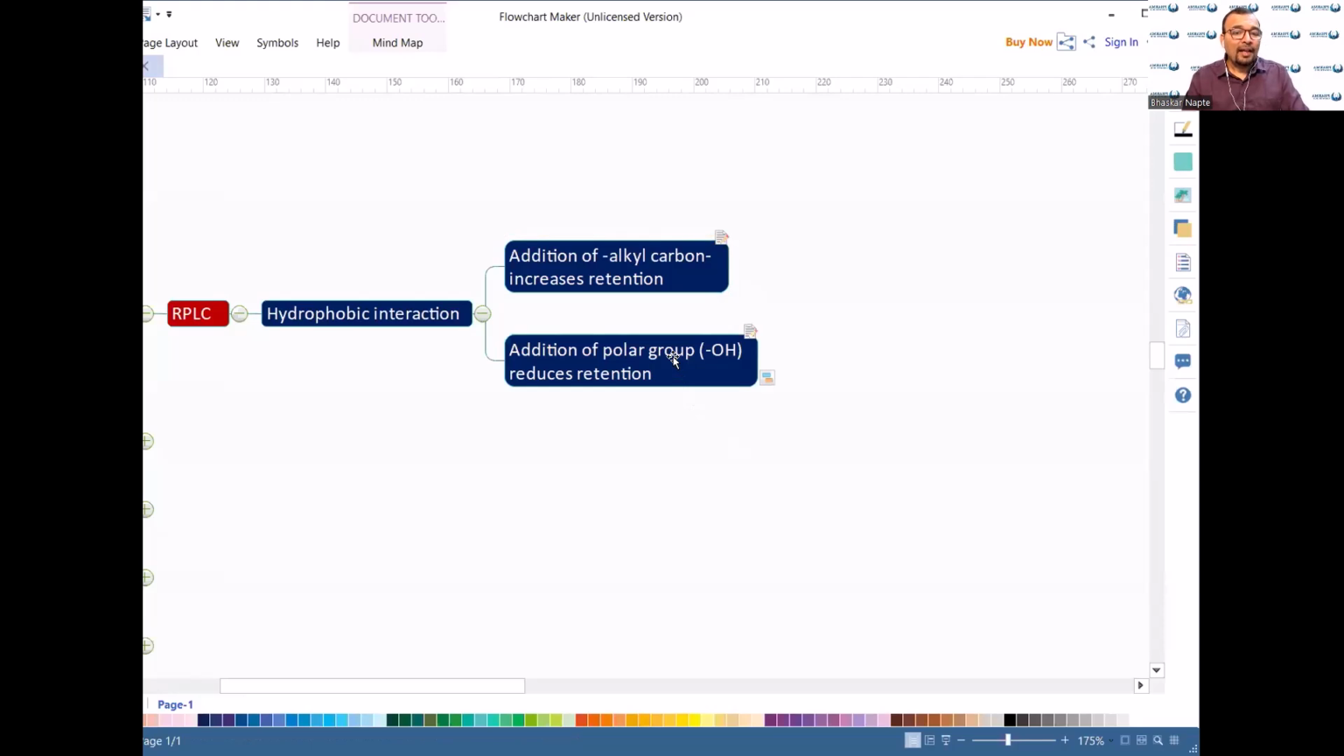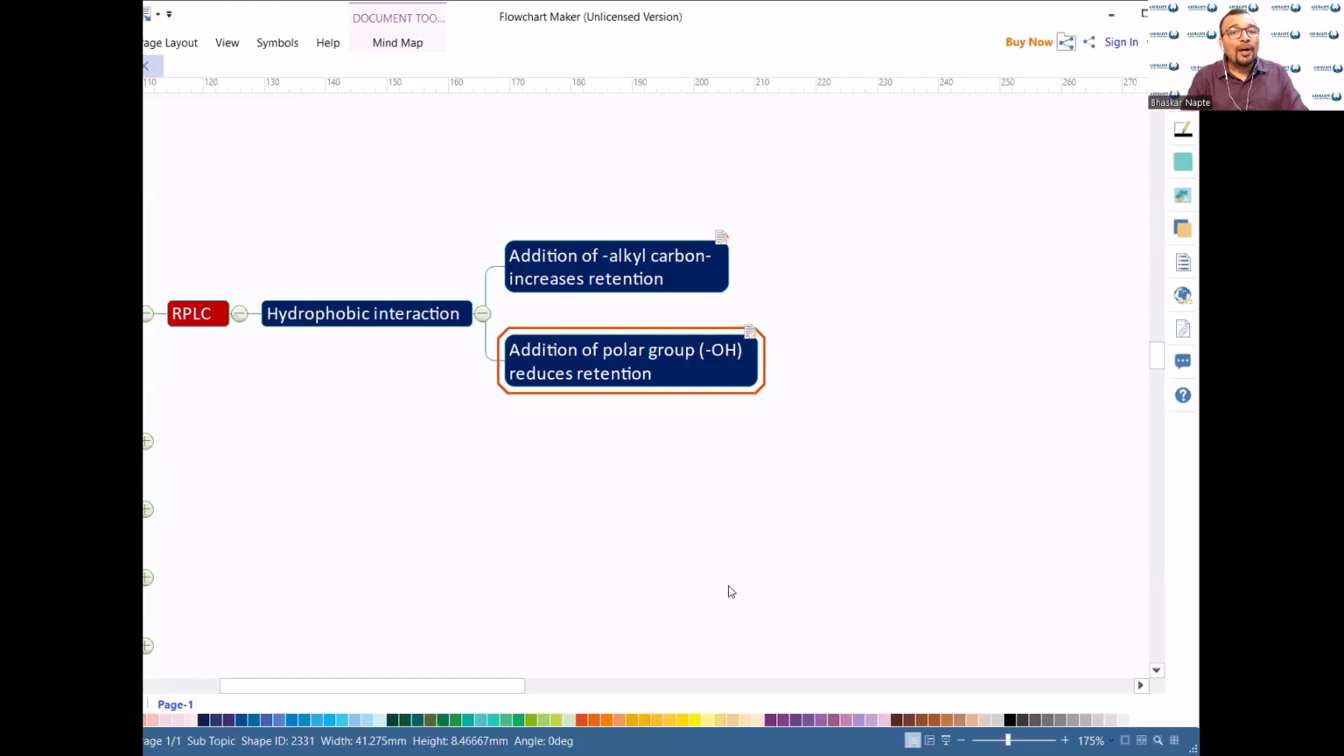Similarly, consider the addition of polar groups like hydroxy, amine, amide, carbonyl. Now, are these polar groups going to decrease the non-polarity or increase the non-polarity? Type in the comment box. Listen carefully. The polar functional groups like hydroxy decrease the non-polarity.